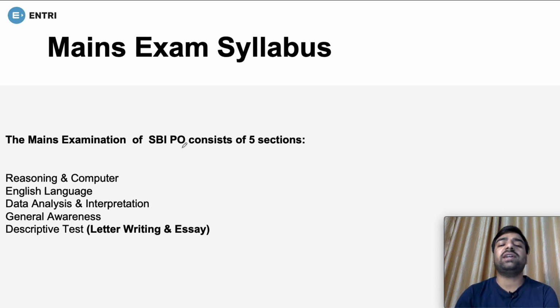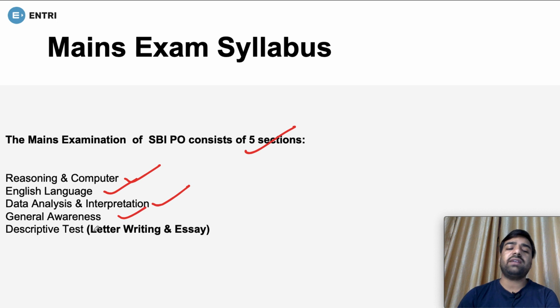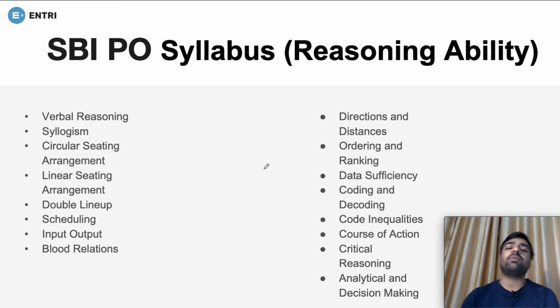The mains examination of SBI PO consists of 5 sections. Which are they? They are reasoning and computer, English language, data analysis and interpretation, general awareness, and finally there is the descriptive test where letter writing and essay are there. Now let's talk about that.